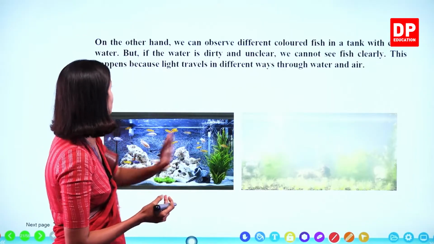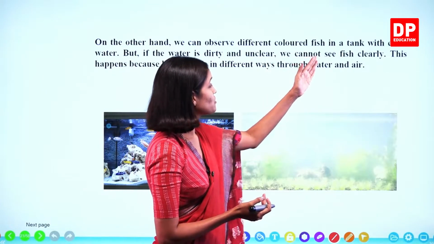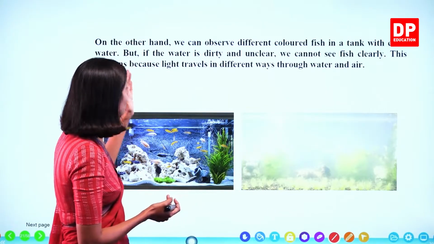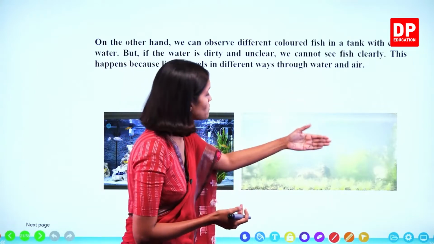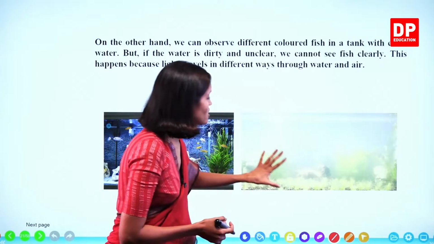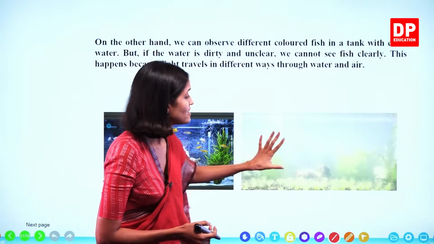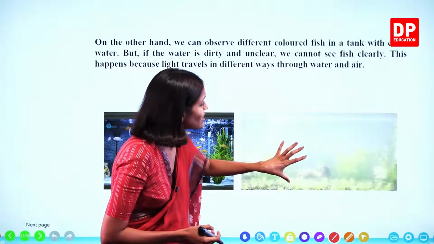But look at the second one. If the water is dirty and unclear, we cannot see fish clearly. This happens because light travels in different ways through water and air. But look at this one, right? Here the water is not very clean, therefore we can see, but not very clearly.